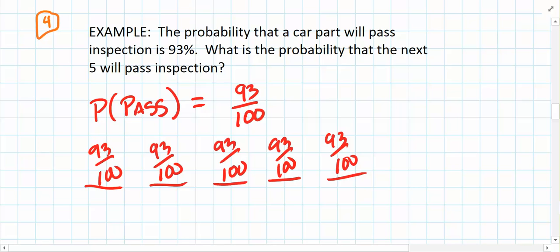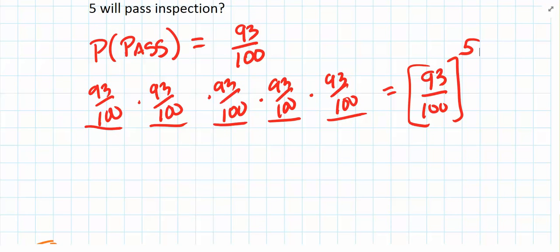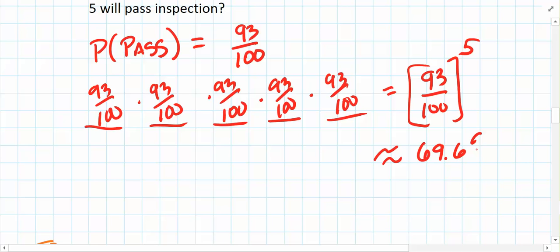And I am multiplying all of these together because they are independent events. The inspection on one car part has nothing to do with the inspection on a different car part. So they're independent events. And if I know the probability of a pass is 93 hundredths, there's an easier way to write this. It's just 93 out of 100 to what exponent? To the 5th. In your calculators, go ahead and calculate. When I did it, I got approximately 69.6%. Pretty close to your 70. Is that what you did?